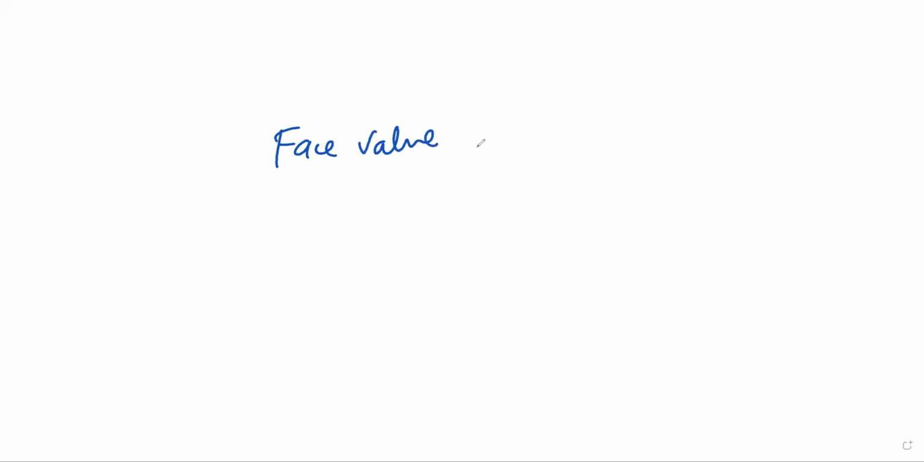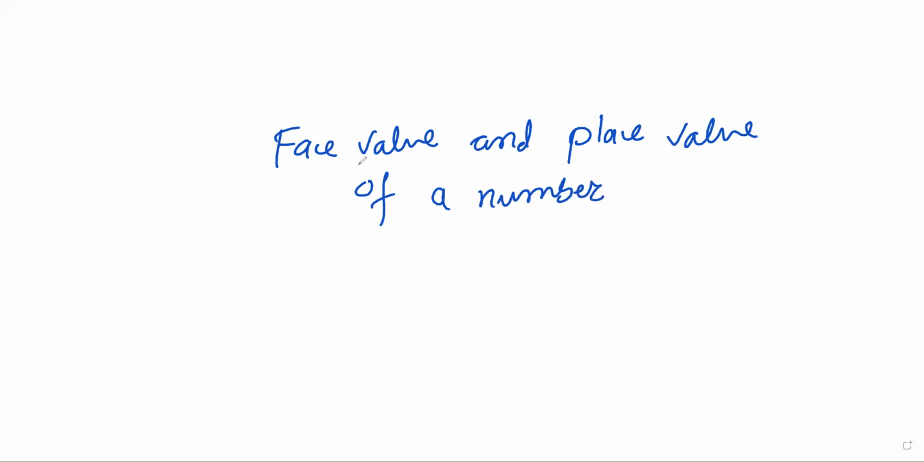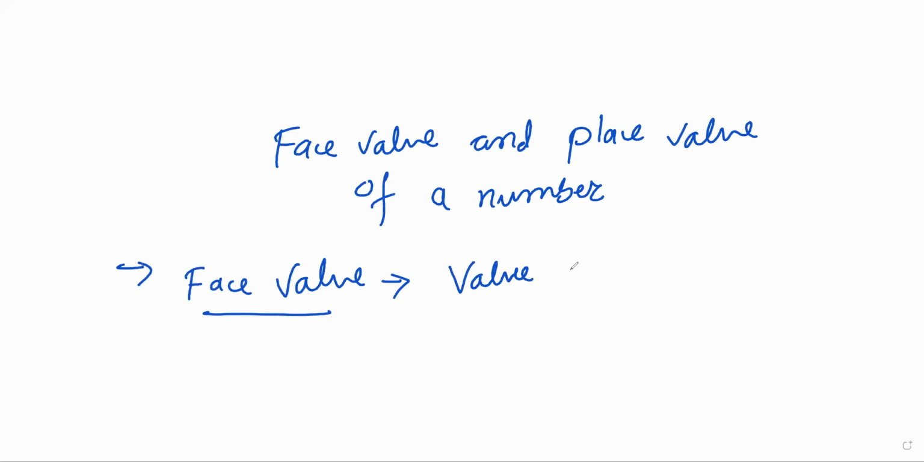Today we are going to learn about face value and place value of a number. Let us understand one by one. First one is face value. What is meant by face value? Face value is nothing but the value of digit itself.